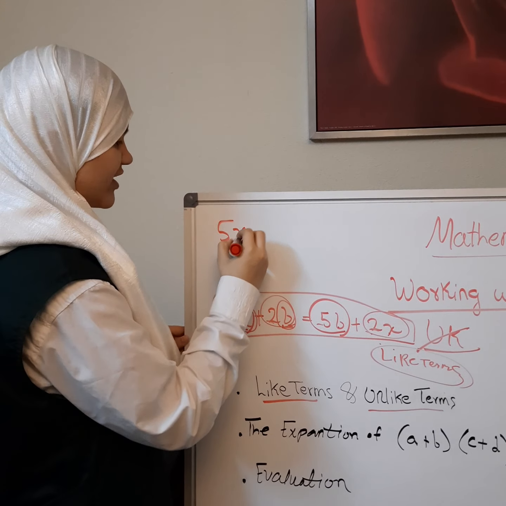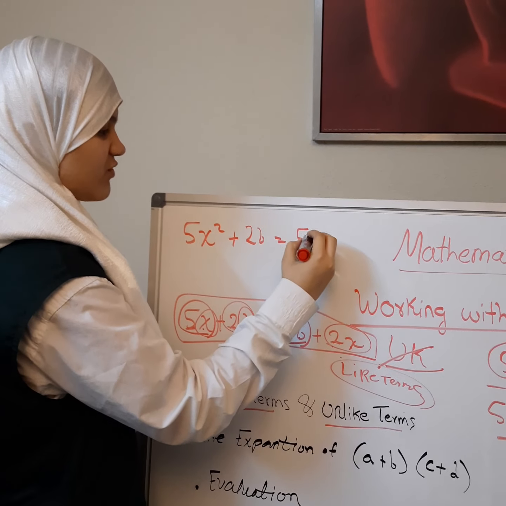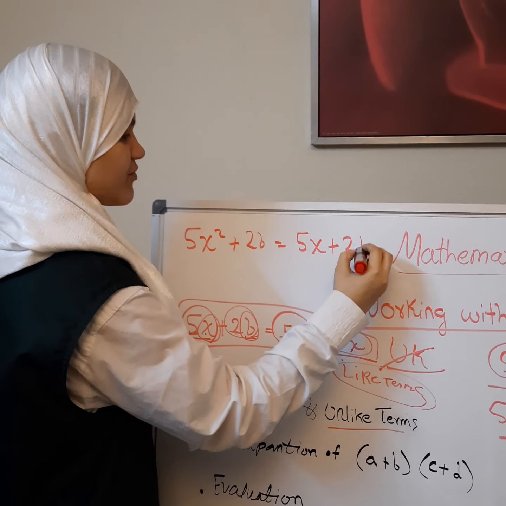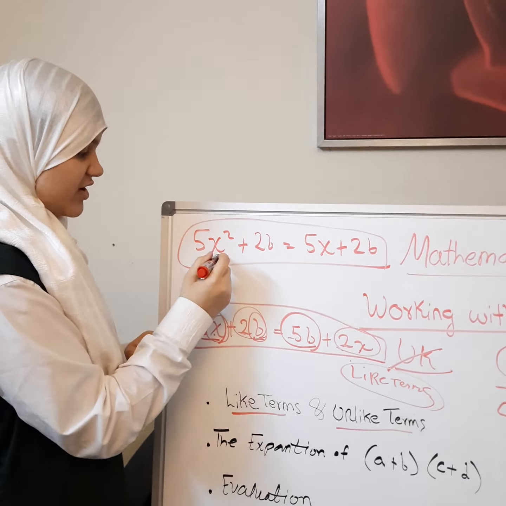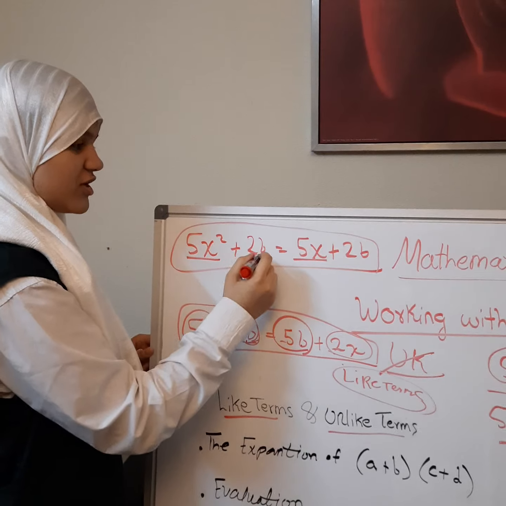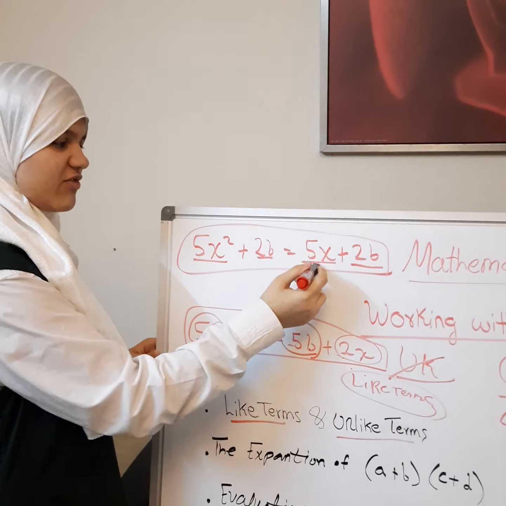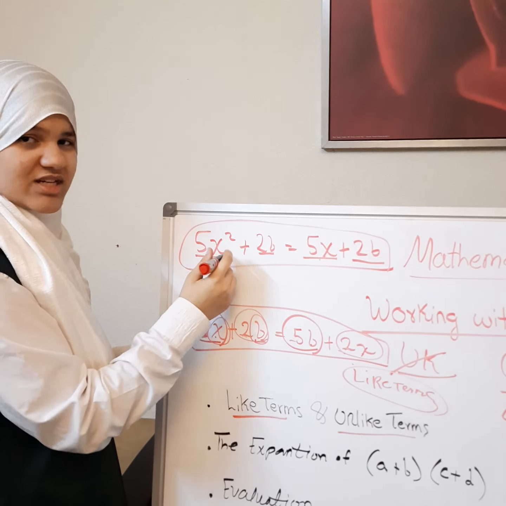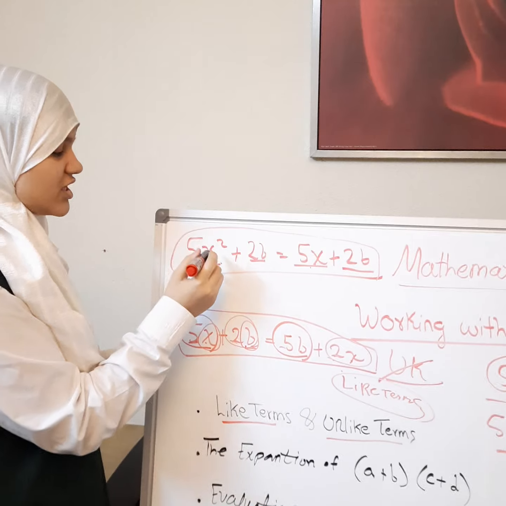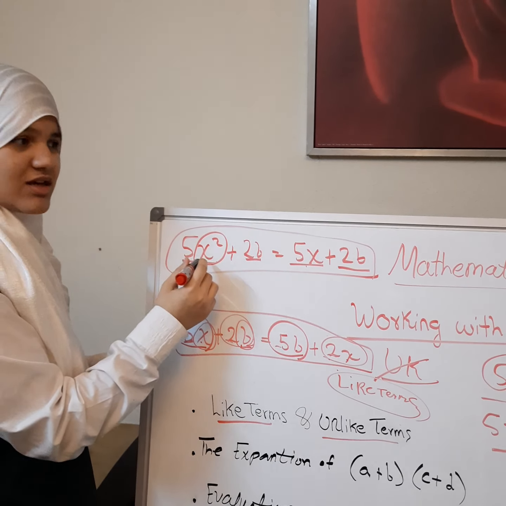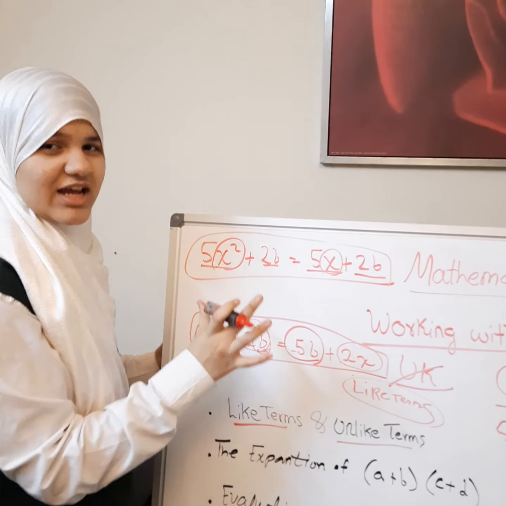Unlike terms are like this. If we write 5x squared plus 2b is equal to 5x plus 2b, here 5x squared, here 5x, and 2b plus 2b. 2b is the same 2b. But 5x and 5x squared are not like terms. They are unlike terms, because here x has a square and here x doesn't have anything.